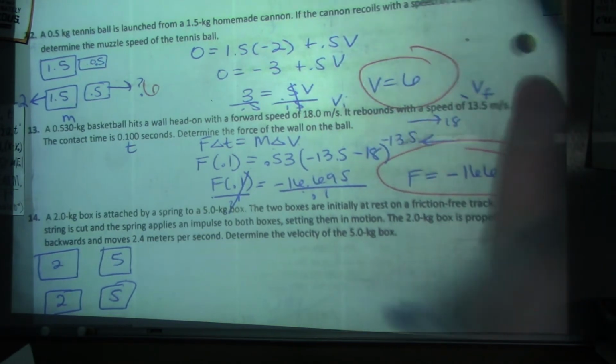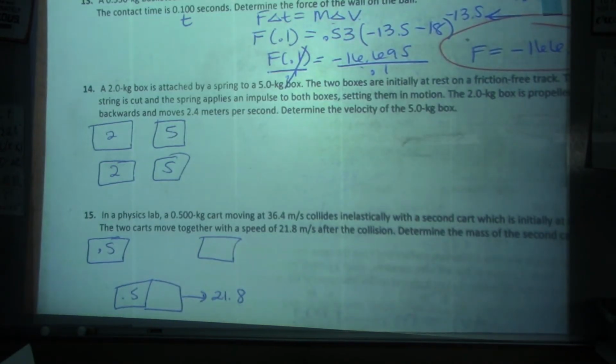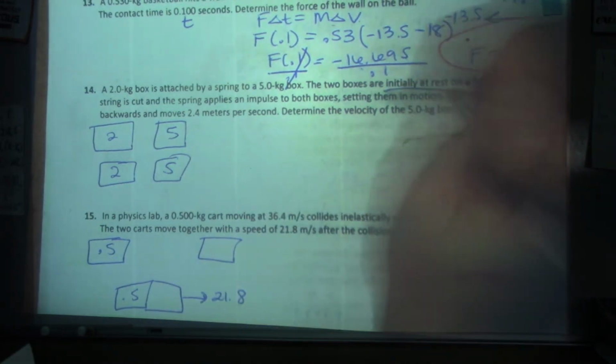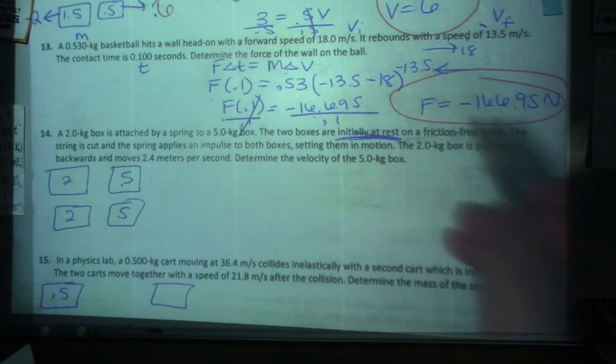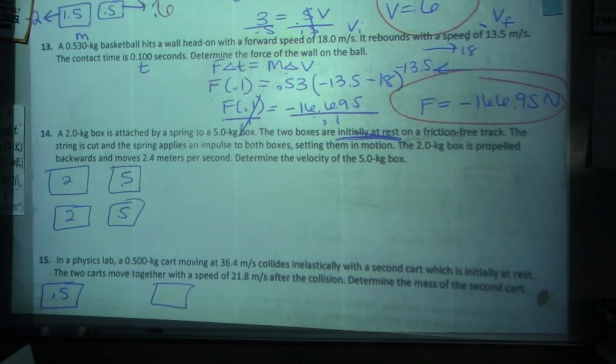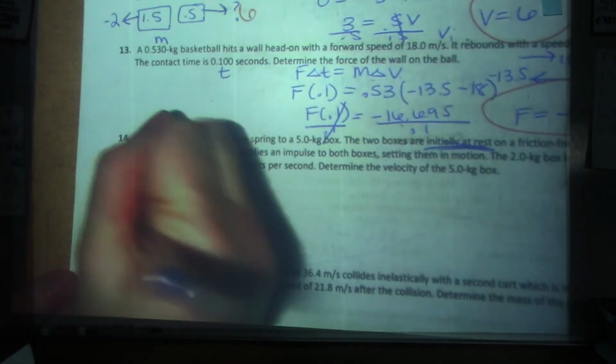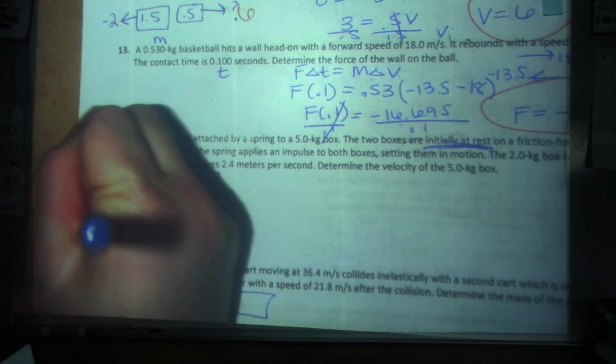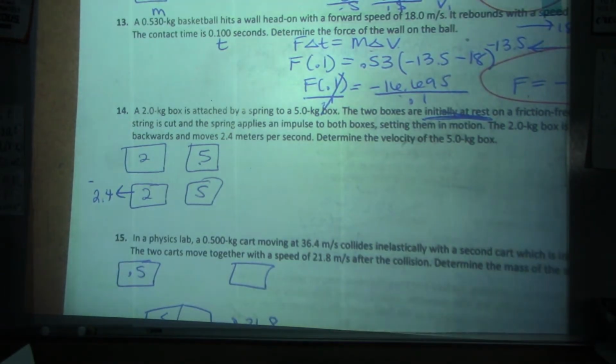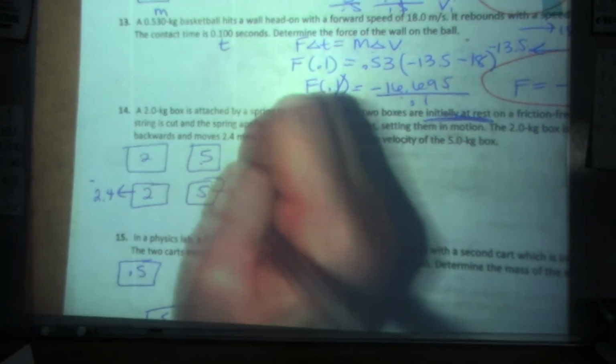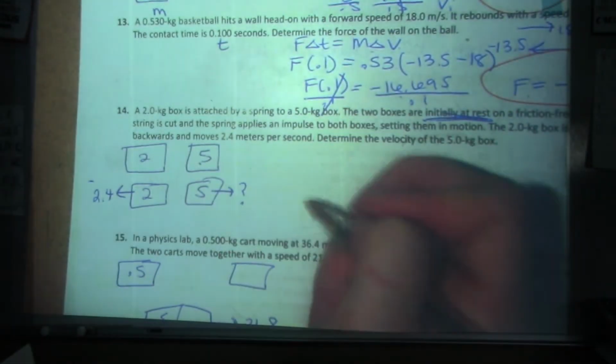A 2 kilogram box is attached by a spring to a 5 kilogram box. They're initially at rest. So this is my before picture. The string is cut and the spring applies an impulse to both boxes, setting them in motion. The 2 is propelled backwards at a speed of 2.4. So I'm going to put a negative sign because that's my left, or backwards, in the negative direction. And we want to know the velocity of the 5 kilogram when they go apart.